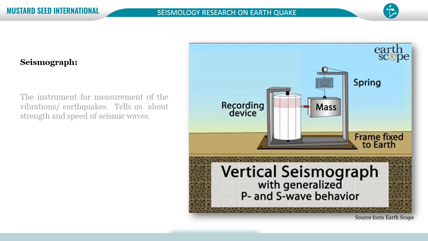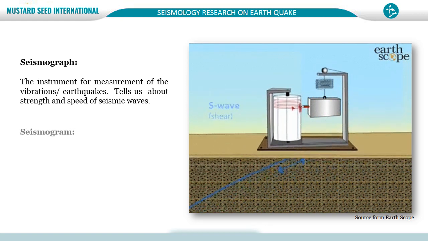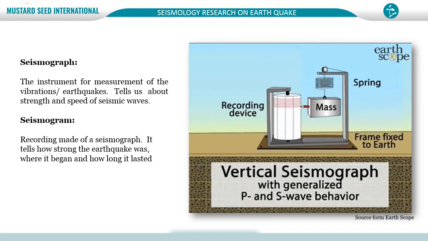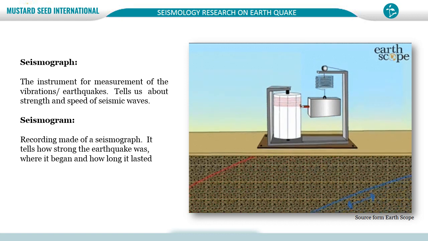Seismograph is an instrument to measure the vibrations of an earthquake. It tells us about the strength and the speed of seismic waves. Seismogram is a recording made on the seismograph. It tells us how strong the earthquake was, where it began, and how long it lasted.